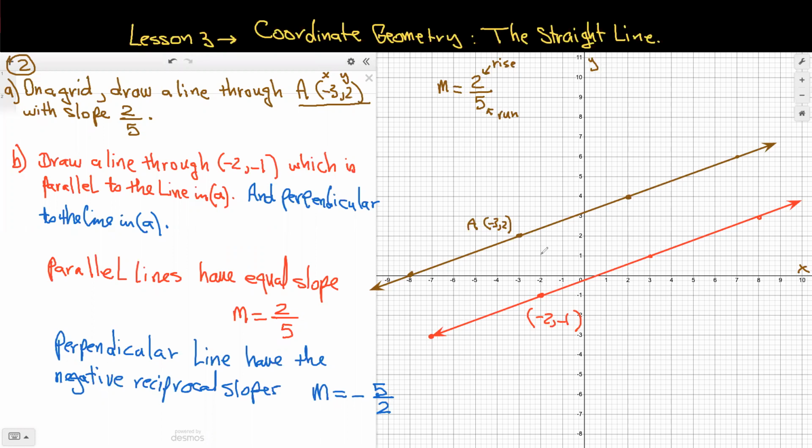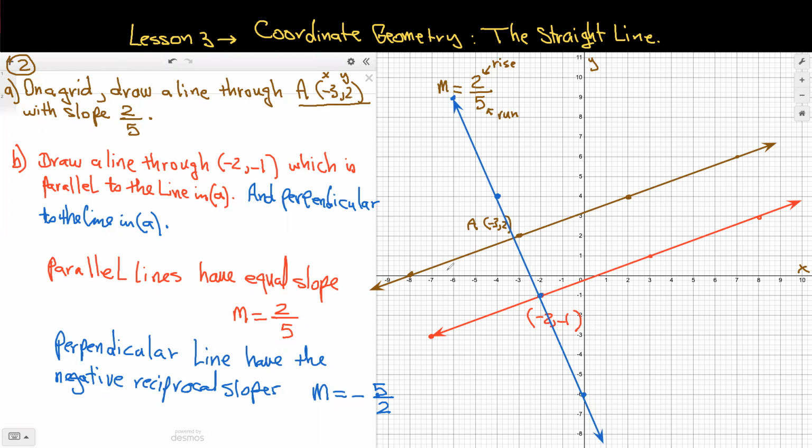You could go up 5, 1, 2, 3, 4, 5, and left 2 because the slope is negative, so the line should be going down. Or you go down 1, 2, 3, 4, 5, and then to the right 2, and that indicates the slope is negative because, as we said, the line goes down if the slope is negative. Let's do one more point. 1, 2, 3, 4, 5, 1, 2. So there's another point. Now you could just draw your line.